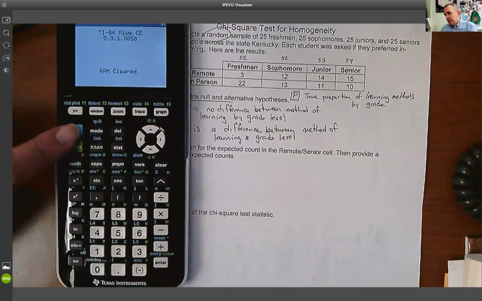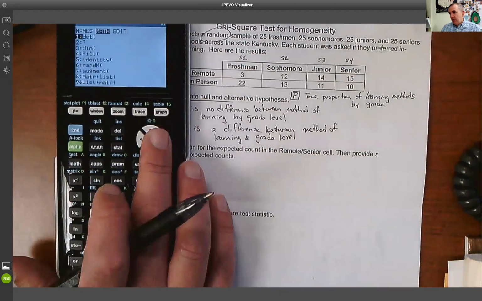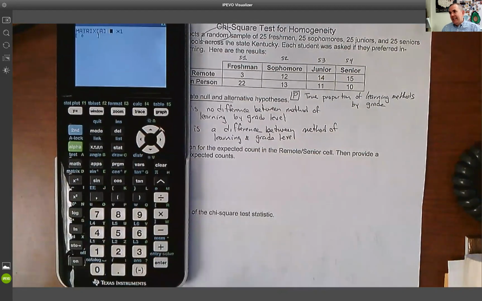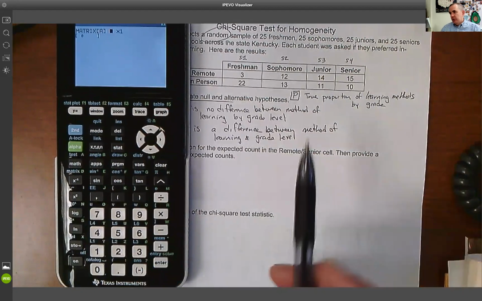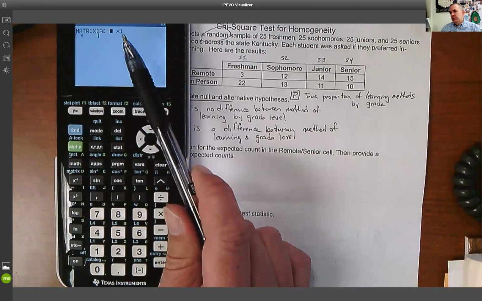So what you're going to do is press second, x to the -1 for matrix. You're going to arrow over to edit. You're going to edit A. And then what you're going to do is say, what size matrix? And the way it always works is it's rows by columns.